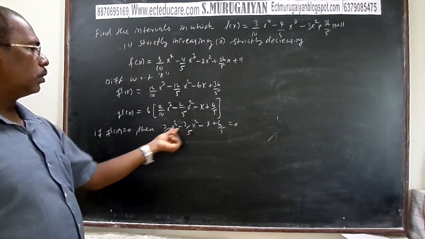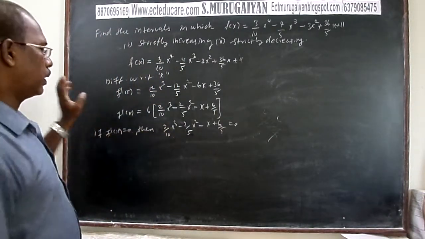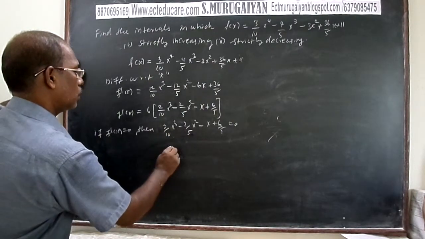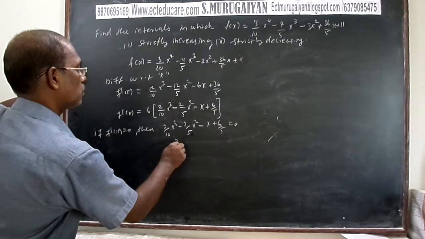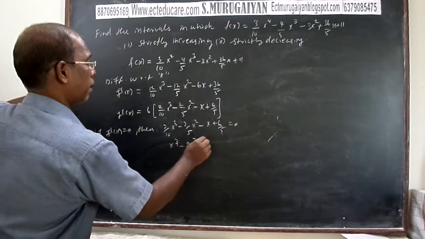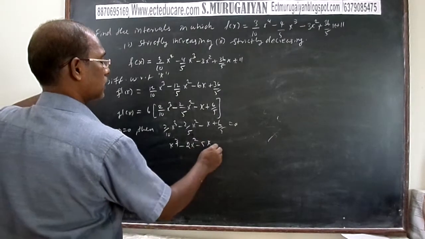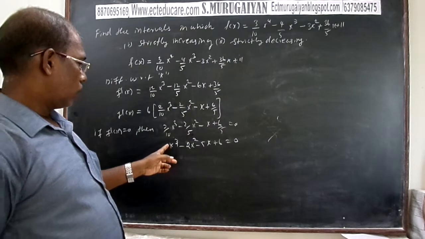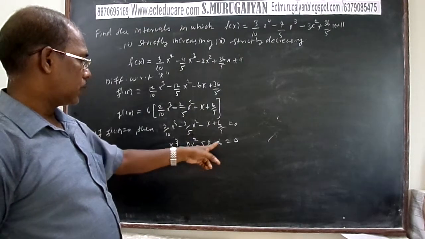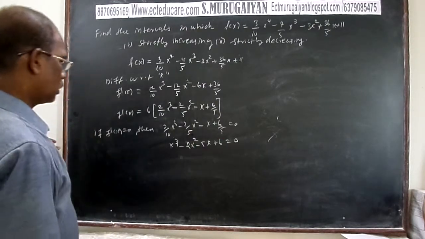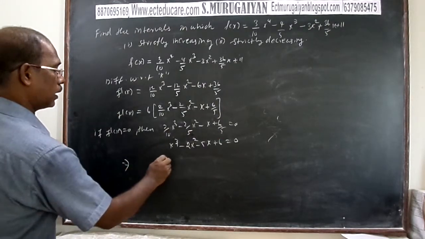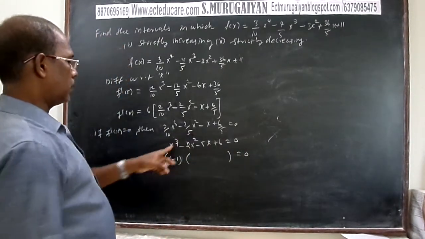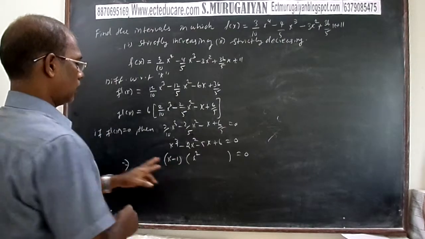We can multiply throughout by, actually this is 1 by 5. So multiply throughout by 5: x cube minus 2 x square minus 5 x plus 6 equal to 0. So 1 minus 2 minus 5 plus 6, the sum of the coefficients is 0, which means x minus 1 should be one of the factors.